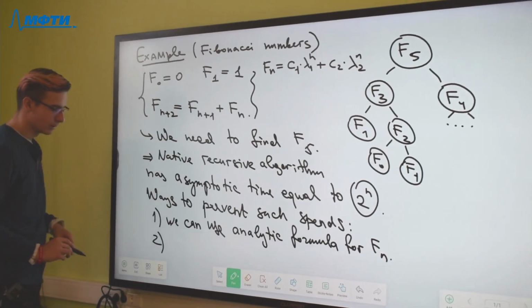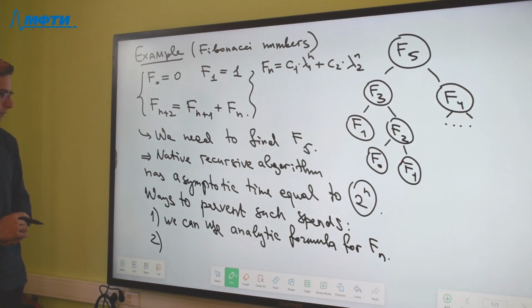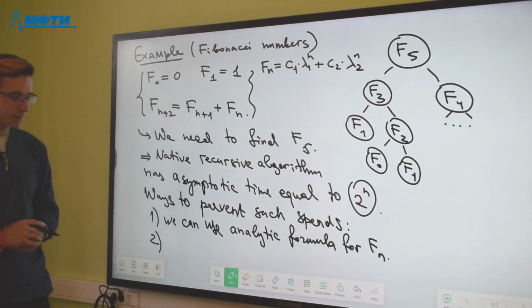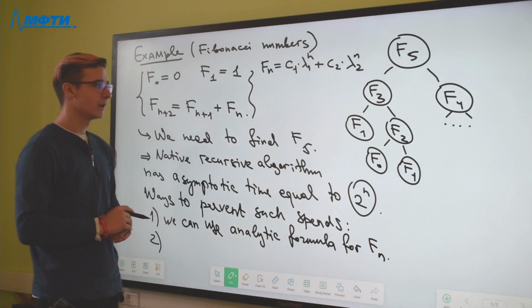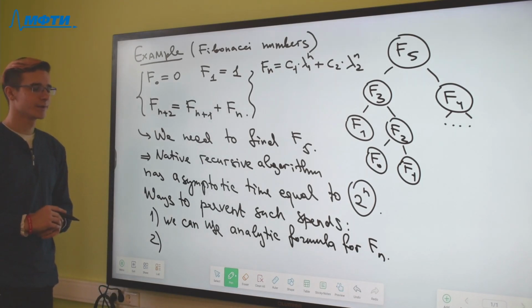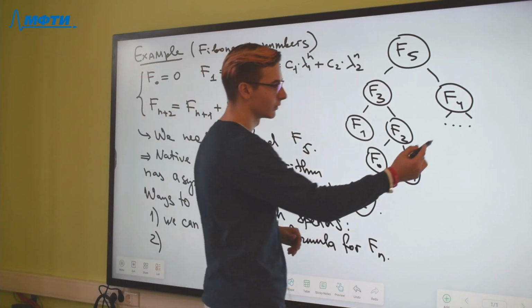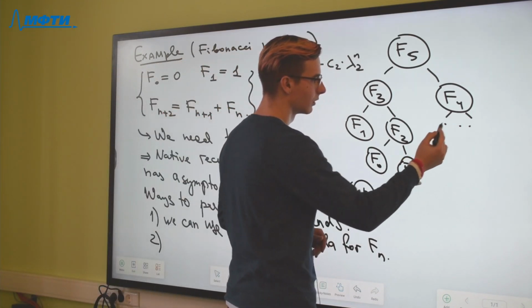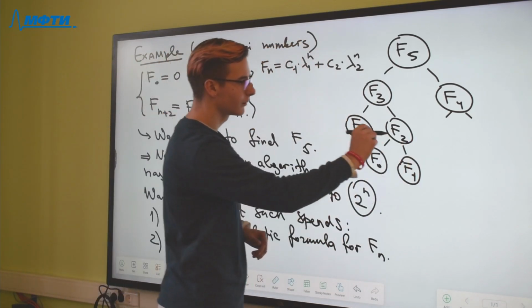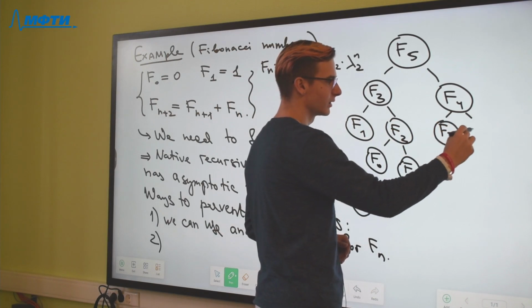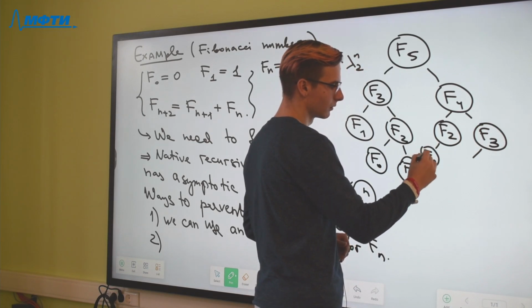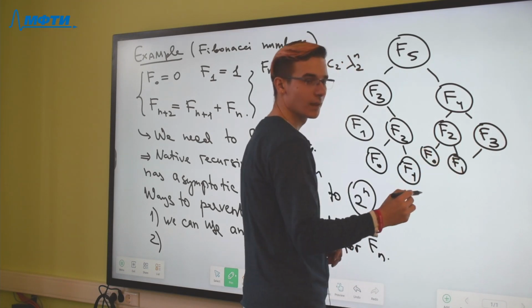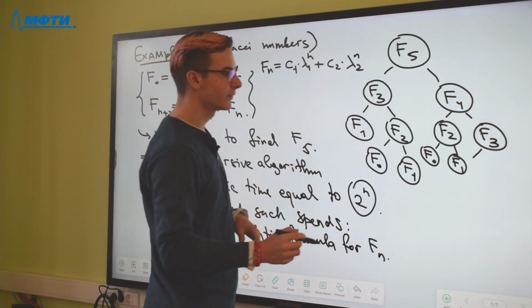So the second way that we can use to solve this task: we can say that we have very similar subtasks. For example, here we have two subtasks, to find F2 and F3. I think we can compute F3 one time, and then we can use it. Yeah, of course.